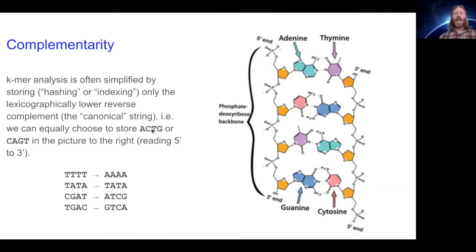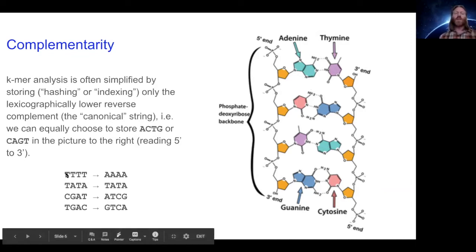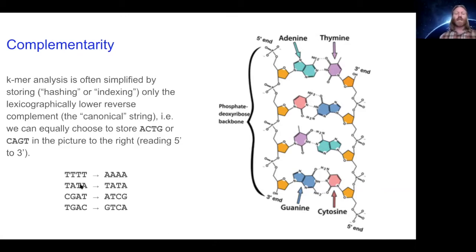So we have ACTG or CAGT, both equivalent ways to store that 4-mer, that 4 base pair sequence. So the canonical way to do that is to store the lexicographically lower reverse complement. So in this case, A comes before C in the alphabet, so we would store ACTG and not CAGT. So if you look at a couple of other examples, if you had TTTT, you would store that in the database as AAAA. TATA, the reverse complement is also TATA, so you would store that string, etc.